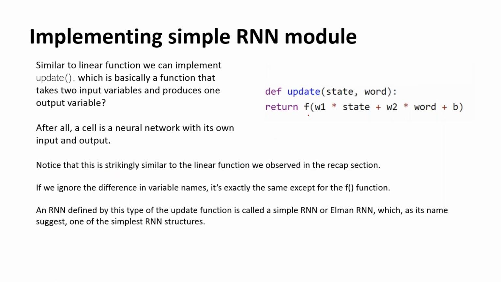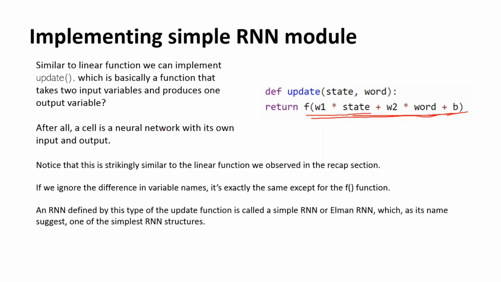What would be the update? The update would be W1 into state and W2 into word plus bias. So similar to a linear function, we can implement update. This also looks similar, it is nothing but a linear function. There is no difference from a linear function, except that you can say it is a two-variable linear function, which is basically a function that takes two input variables and produces one output variable.